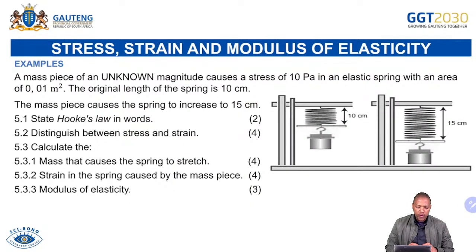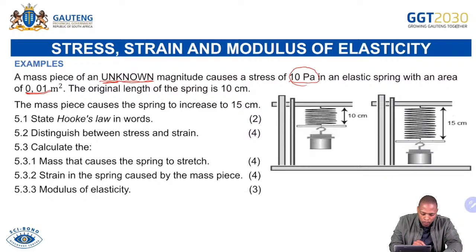Now, let's go into an example. Let's take an example and look at what I'm talking about here, grade 12. Right, here's the question. It says a mass piece of an unknown mass, in capital letters, very important, magnitude, causes a stress of 10 Pascals. So we are given a stress, in an elastic spring with an area of 0.01 square meters. What's the nice thing about this given value? It's already given in square meters, so I don't need to do conversions on it.